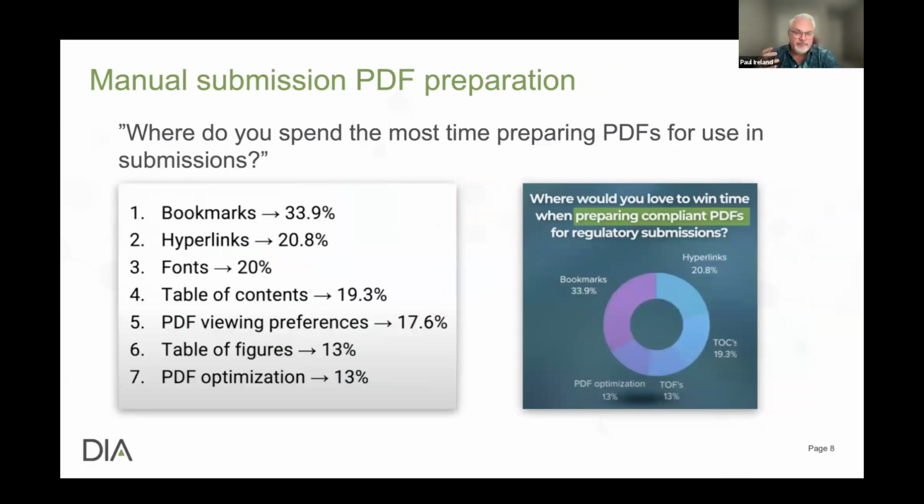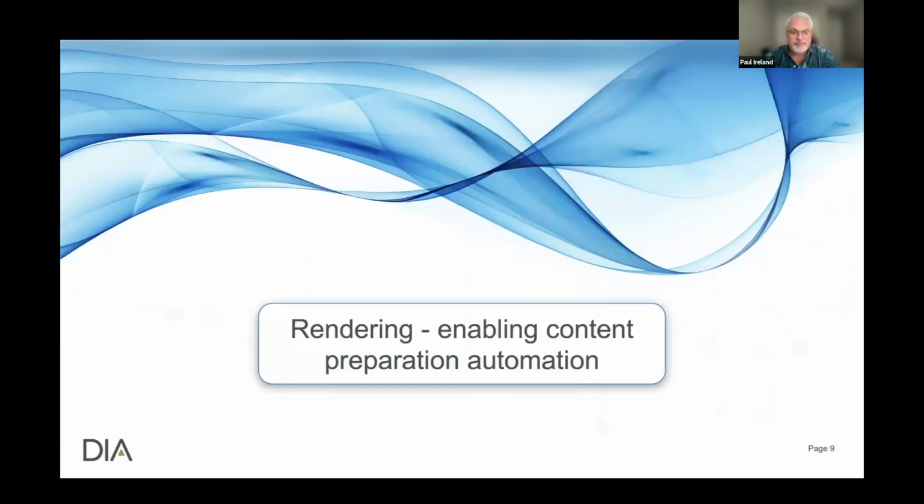There's a lot of time spent making sure bookmarks are created at the appropriate levels and in the correct way to help with speedy navigation through your submission as well. Adding the hyperlinks. Sometimes they flip-flop between the two. Sometimes when we ask the question, hyperlinks is the top and then it's bookmarks. Those two are typically very high in those answers. Making sure fonts are embedded in the right way, etc. as well. So there's a lot of areas that take up a considerable amount of time. And this is a bit of a breakdown of what we've heard.